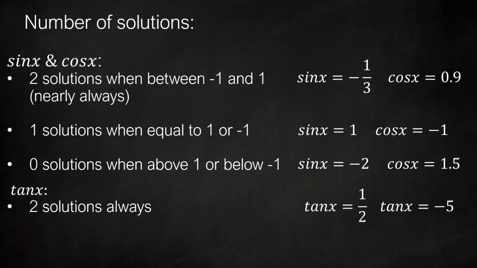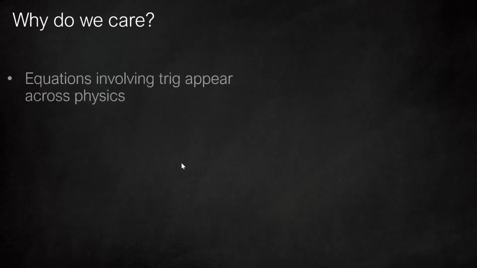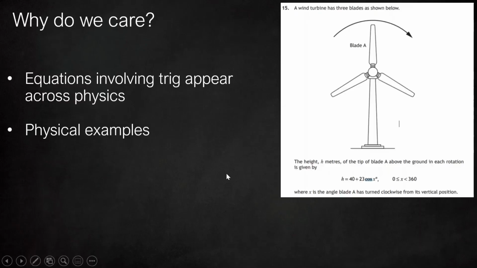Let's round out the video by looking at why we care about all this. Equations involving trig functions appear across all of physics, so we need to know how to solve equations that include these terms. As an example, here's a past paper question. We'll go through it in more detail in the examples video to follow this one. But if I just write out the equation a little bit bigger for you, it says that the height of the blades, blade A, this guy here, is expressed in this equation here, 40 plus 23 cos x, where x is just the angle from the vertical, i.e.